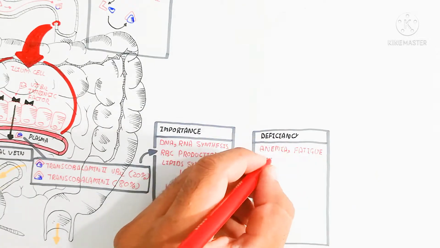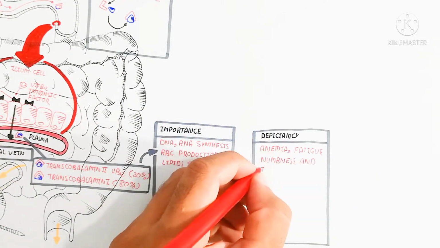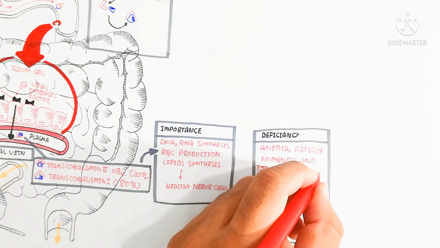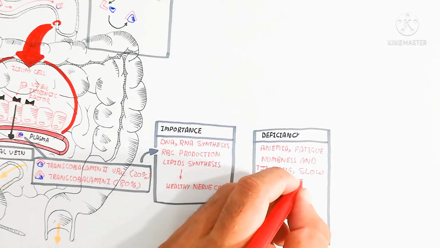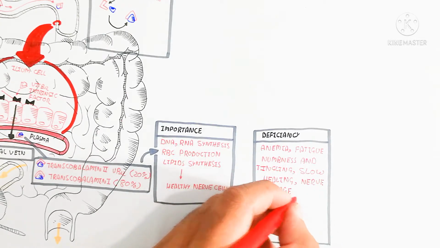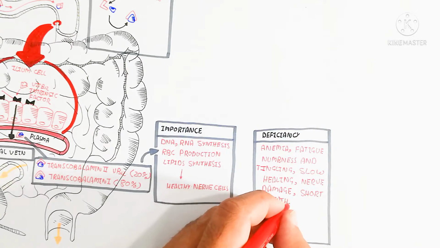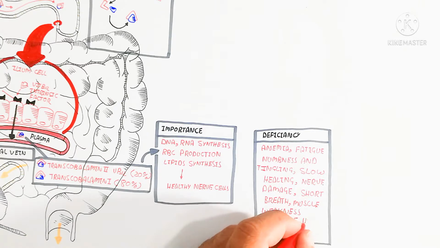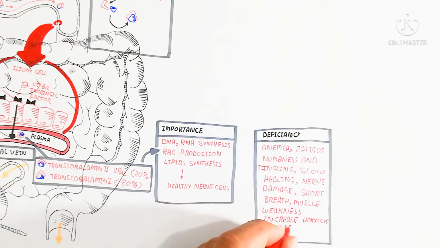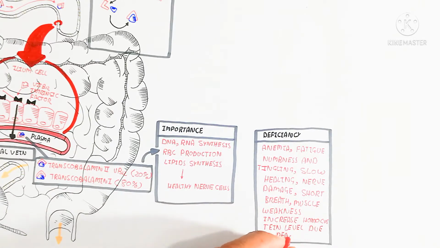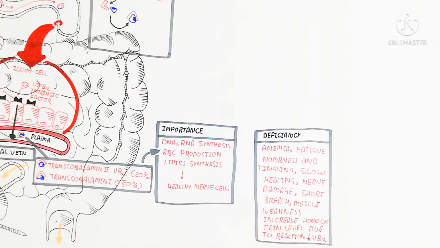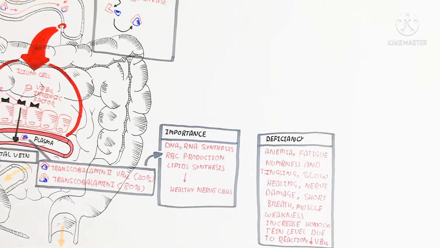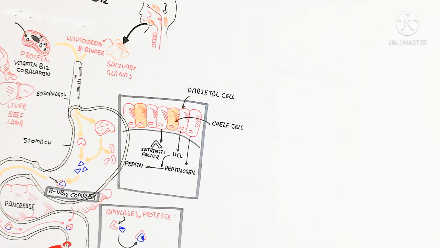If we discuss the deficiency: anemia, fatigue, numbness and tingling, slow healing of wounds, and nerve damage due to a lower amount of vitamin B12, and the nervous system will be disturbed. Also shortness of breath, muscle weakness, and increased homocysteine level due to the deficiency of vitamin B12. It means vitamin B12 is the regulator of the homocysteine level in the blood.